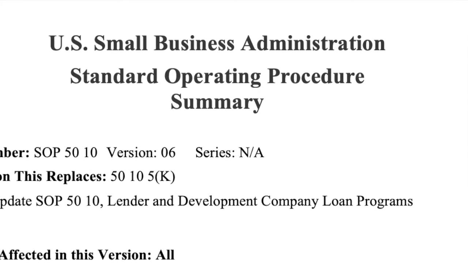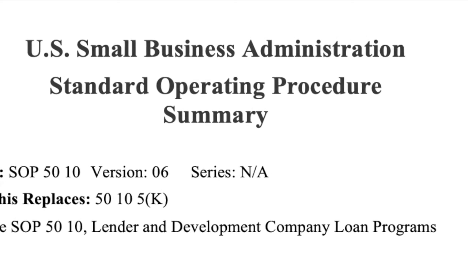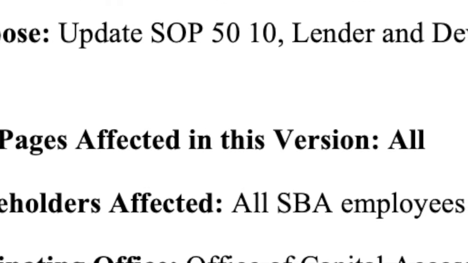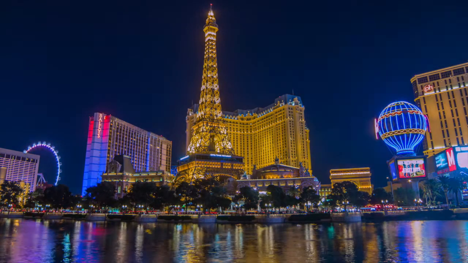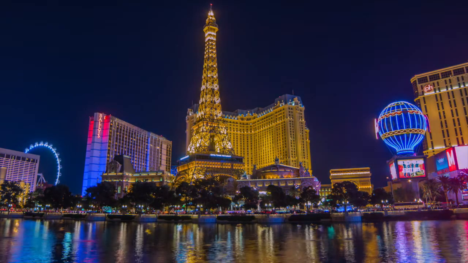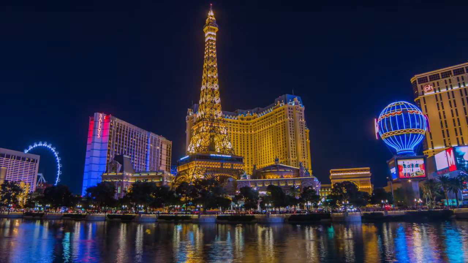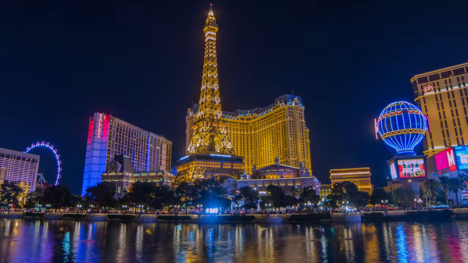So we immediately went to the summary page, where you expect the executive summary, where it states key pages affected in this version, all. So much for a summary. As a side note, if you were to line up every page of the SOP 5010-6 end to end, it would be as tall as the Eiffel Tower at the Paris Casino in Las Vegas. I digress. Here are the highlights.